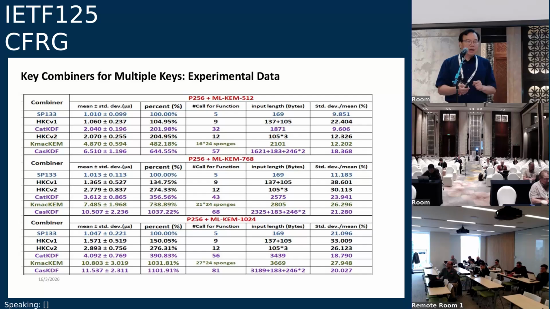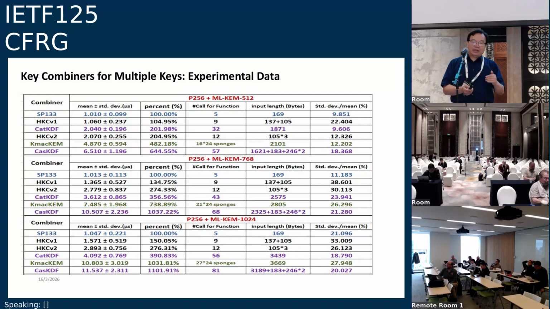Okay, here is the table. There are a lot of numbers. Basically, we gave two sets of experimental data. One uses the P-256 curve combined with ML-KEM for three security levels. The main number is just the percentage part, because from the experimental data we can see SP 800-133 from the NIST standard is the most efficient one. But as we know, for this scheme we did not find a formal security proof. If anyone knows the results, please let us know.